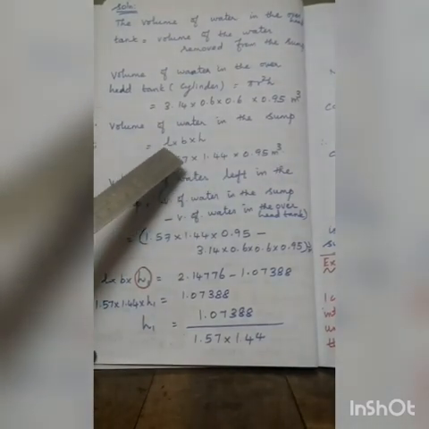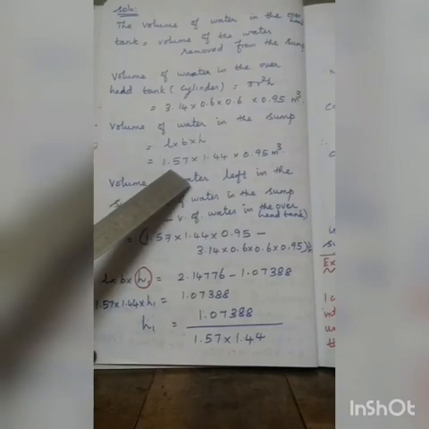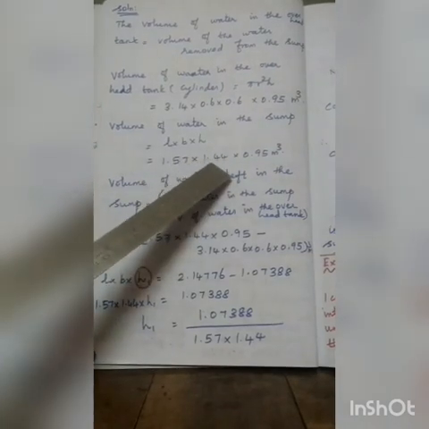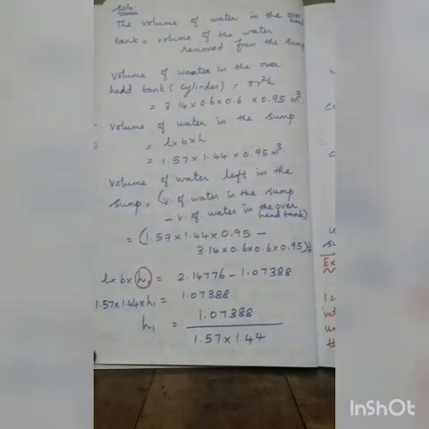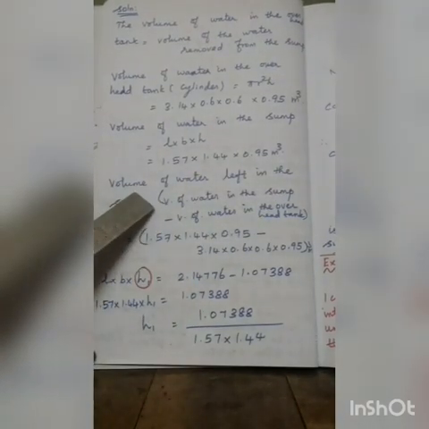So, volume of the cuboid is length into breadth into height. Length 1.57 into breadth 1.44 into height 0.95 meter cube. Then we find volume of water left in the sump.